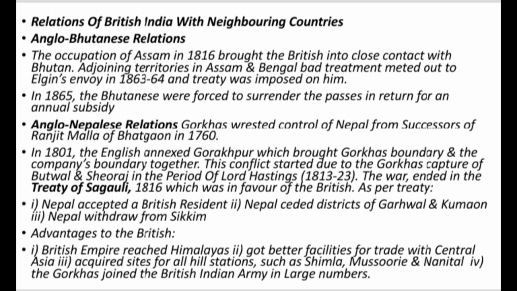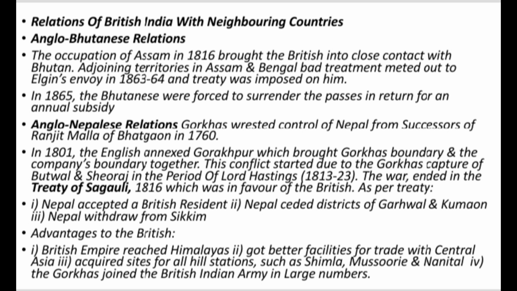Now, Anglo-Nepalese relations. The Gurkhas wrested control of Nepal from the successors of Ranjit Malla of Bhadgaon in 1716. They began to expand their dominion beyond the mountains. They found it easier to expand in the southern direction as the north was well defended by the Chinese. In 1801, the English annexed Gorakhpur, which brought the Gurkha boundary and the Company's boundary together.